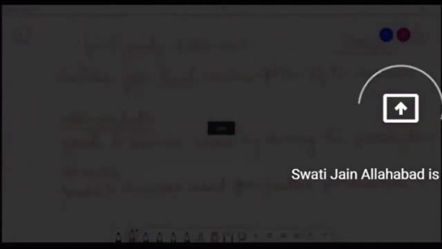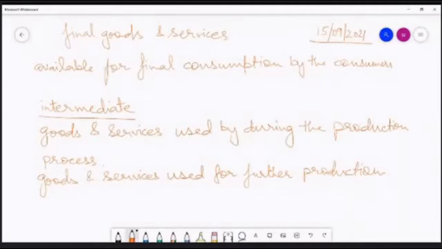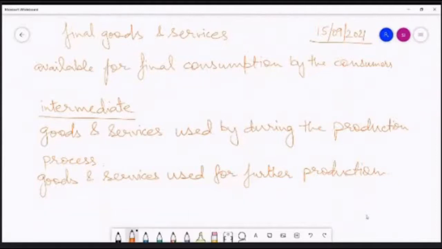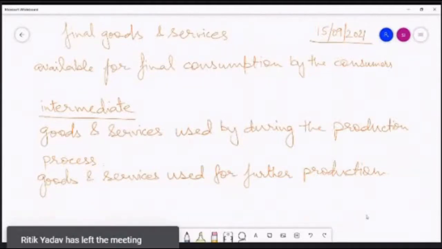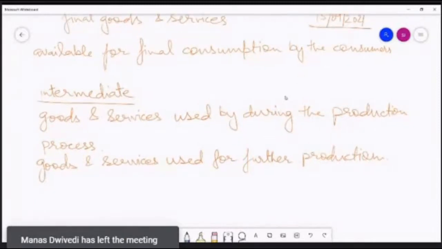Good morning. Okay, so I was telling you about the GDP, which includes only final goods and services. And when you say final goods and services, it means that there are certain goods and services which are considered intermediate, and some goods and services are considered final goods and services. Like, see, try to understand this through an example.